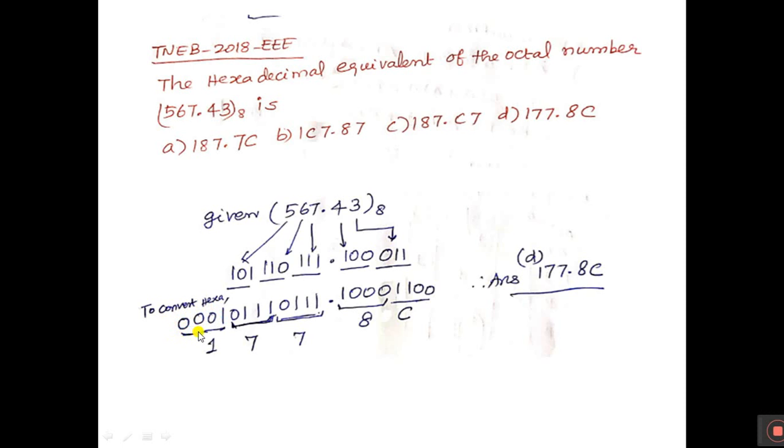So if I split it as 4 digits, I can write the values as this is 1, this is 7, this is 7, and this one is 8, and this one is C. So I can get the final answer 177.8C. Option D is correct.